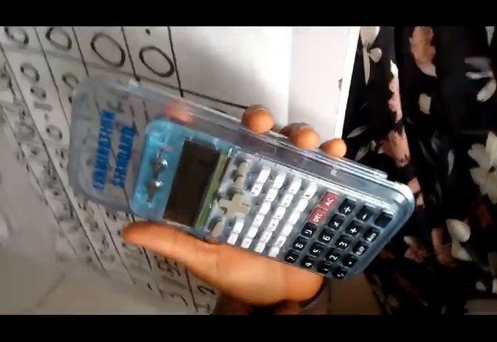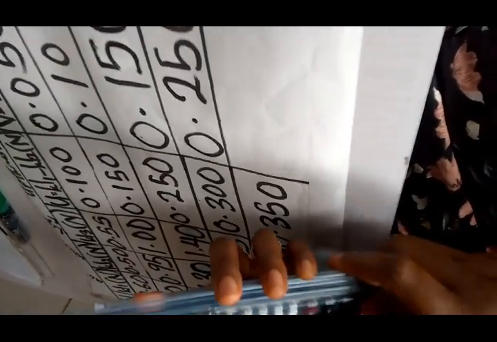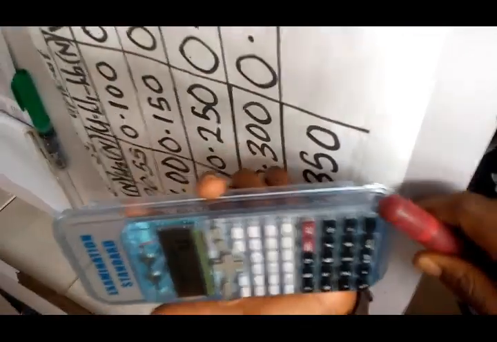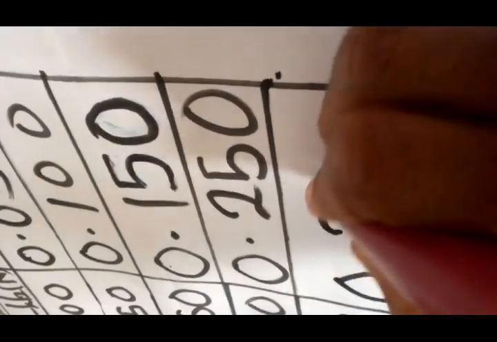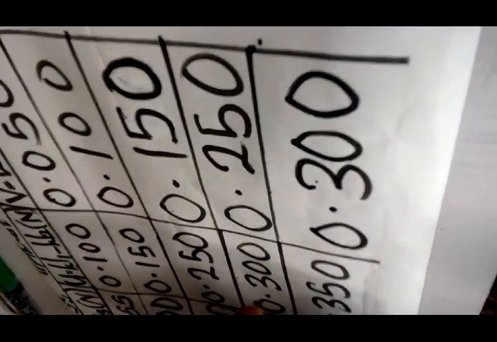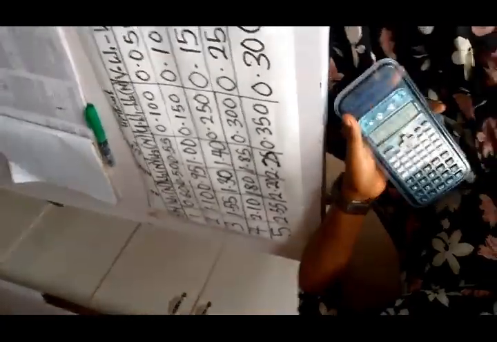W1 minus W3, which is the last part. That's 2.55 minus 2.25, and that is 0.3. So I'm going to record 0.300. So this way I am done taking my readings.